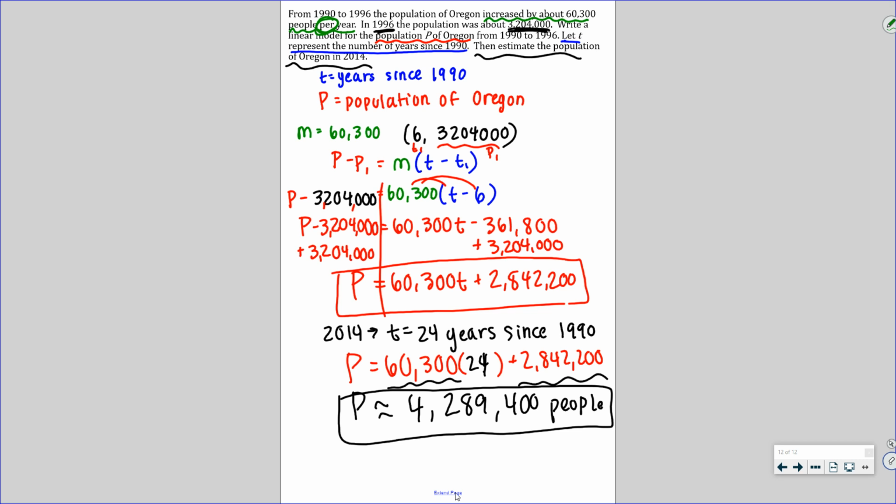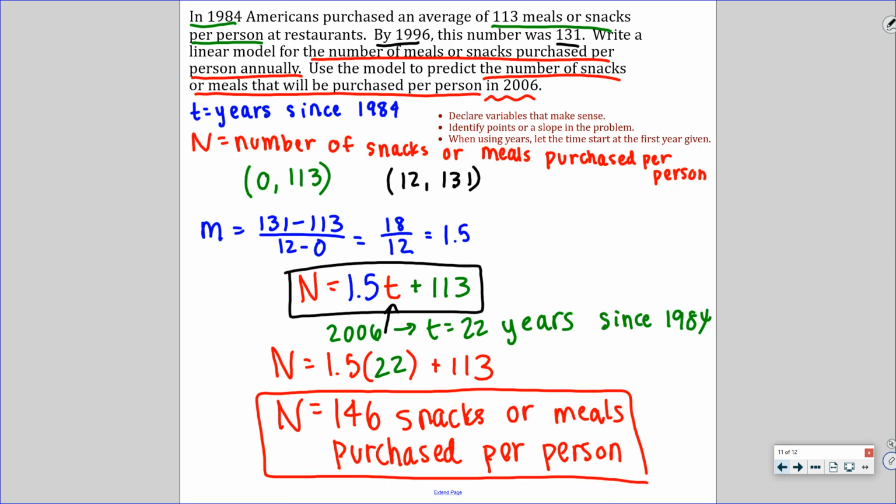Okay. So in word problems, define your variables. Be on the lookout for what information is given to you. Are you given 2 points, 2 relations between different variables? Are you given the slope, the rate of change? And then write your model, either having to do point slope form, or if you're given the y-intercept, luckily, you can do slope intercept form.